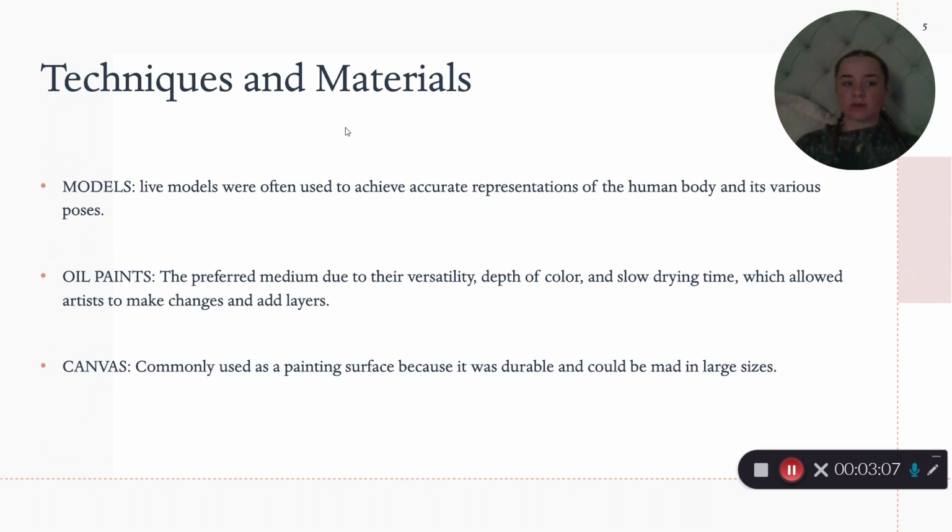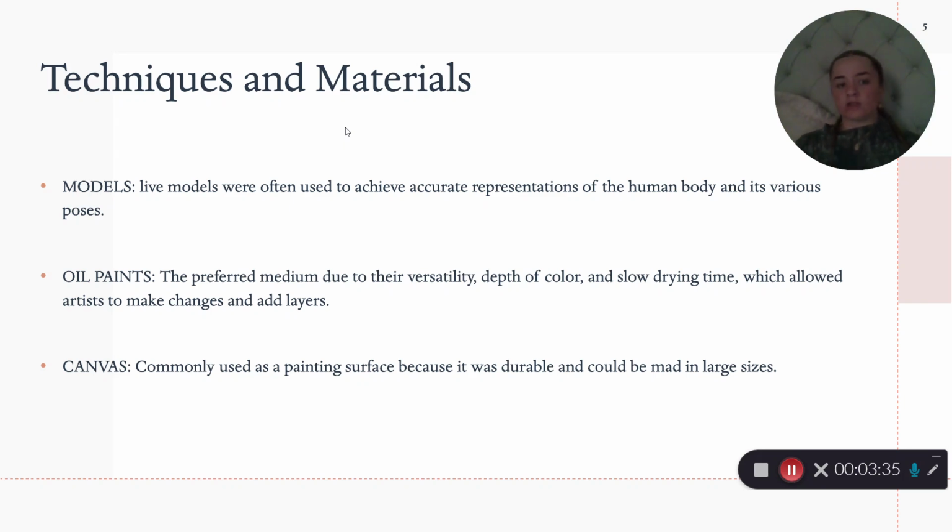Techniques and materials. Oftentimes they use models to achieve this accurate representation of the human body and the various poses that propose movement and other things. And then they preferred oil paints and canvas. They preferred oil paints because they had a lot of versatility and depth of color, slow drying time.